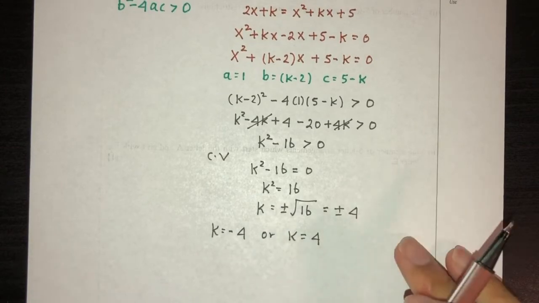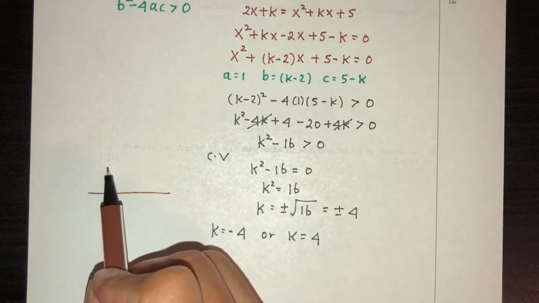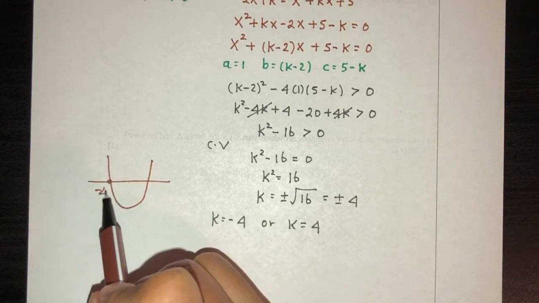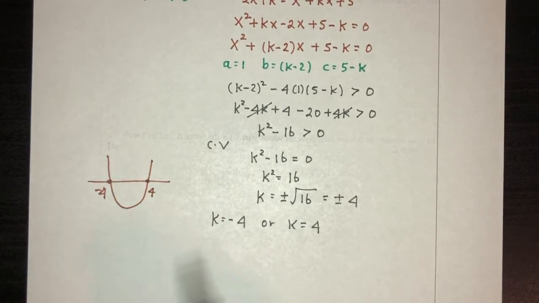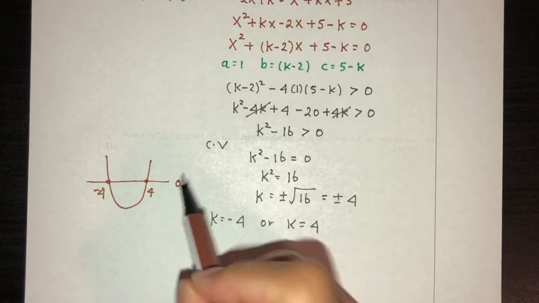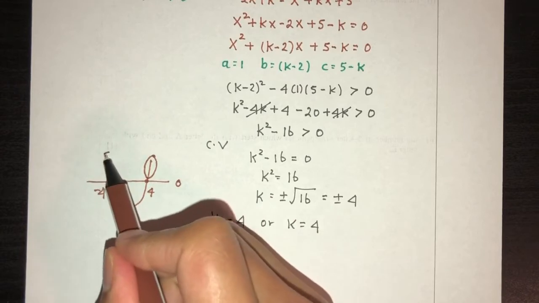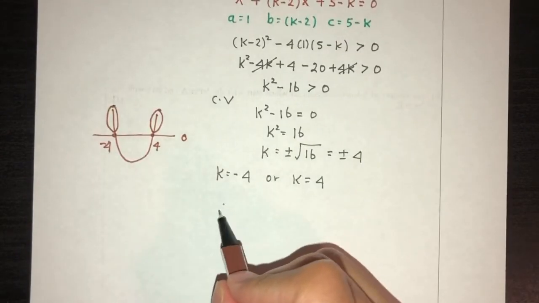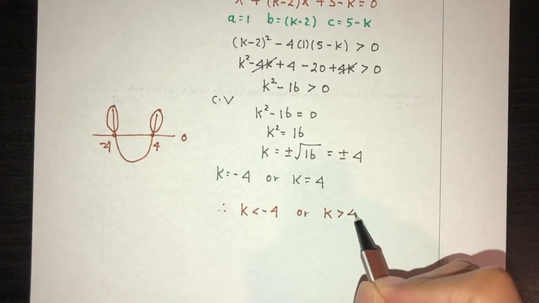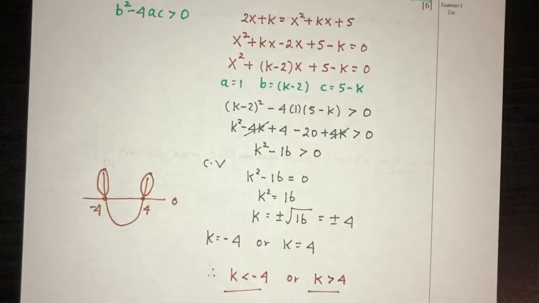Now to find the set of values of k, we have to look at the graph. Since it is positive k squared, the graph will look like this. Now this will be minus 4 and this will be 4. And now we're trying to find where this equation is more than 0. So that is your line 0. More than 0 will be above this line. So it will be on this side and on this side, right? That is only possible when k is less than minus 4 or when k is more than 4. So they will be your set of values of k for which this is true. And that is your question number 3.